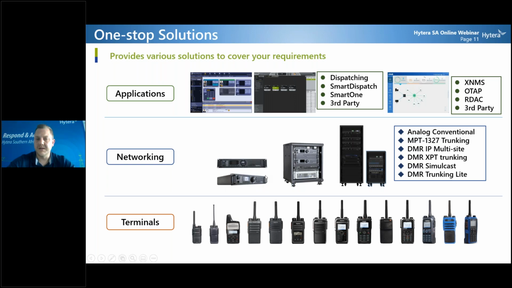For networking, you've got your conventional repeaters here, so you can have either RD985 or RD985S. If you have an RD985S, you are able to upgrade the same repeater to an XPT system, and you can also upgrade that same repeater with a license to a Tier 3 light system. For our terminals, we have conventional to mid-tier, which can support MPT or Tier 3, and then we've got our high-tier models, which can support all these networks.